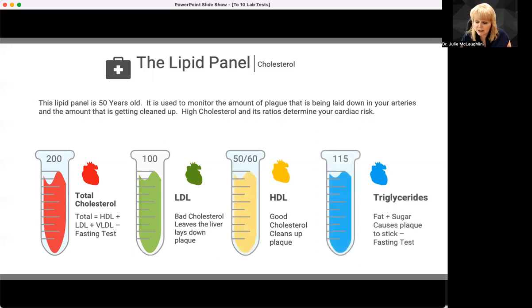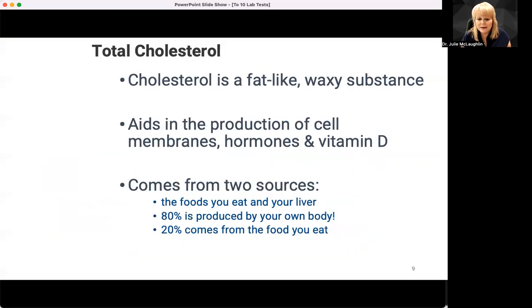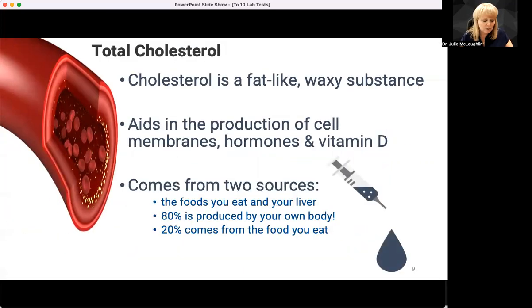On the triglycerides, that's a fat plus a sugar. Think of it like sticky gum getting in your arteries. That's what the cholesterol sticks to. We want it below 115, and the labs say below 150. I want you better than perfect on this healthy stuff. So let's talk about these individual markers.